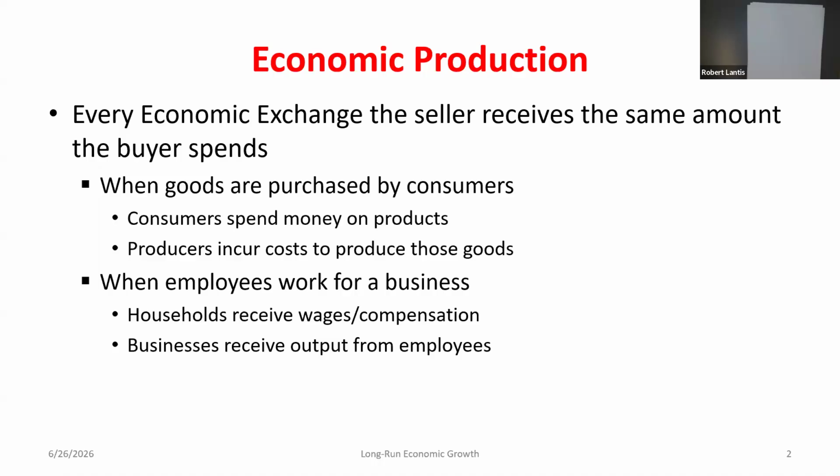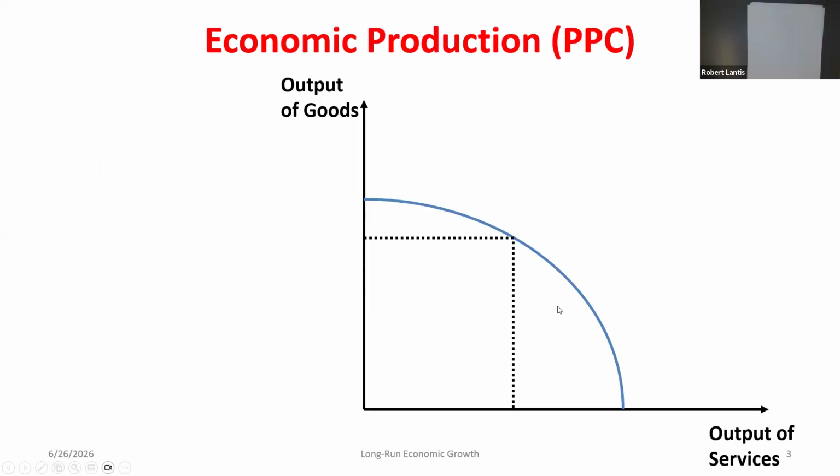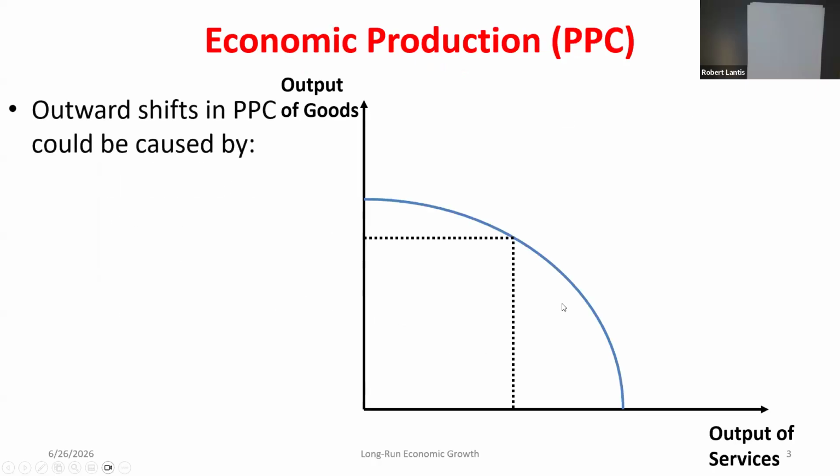So with this idea of economic production, let's say I have an economy and I'm measuring their output. I could look at two goods. Here I chose an example where we're looking at the output of goods and services. What this would represent is, if we use every resource in our economy, the different combinations of goods and services that we can provide. Here we've chosen to produce these two amounts of goods and services.